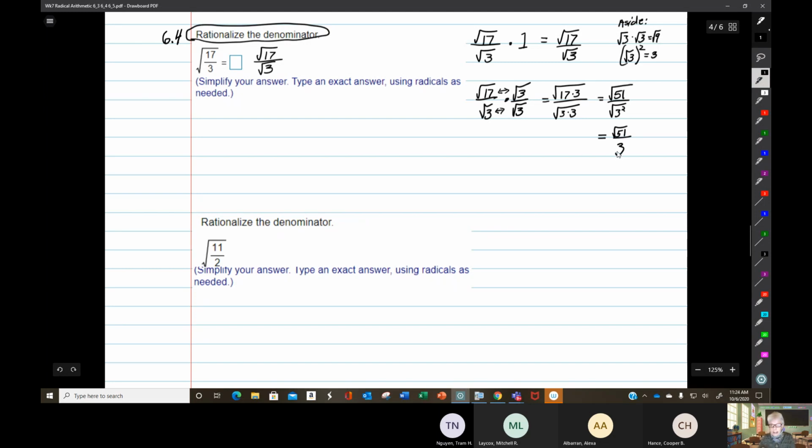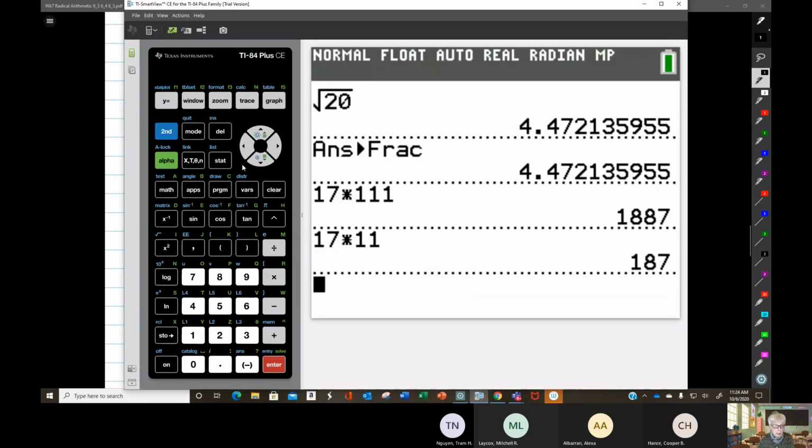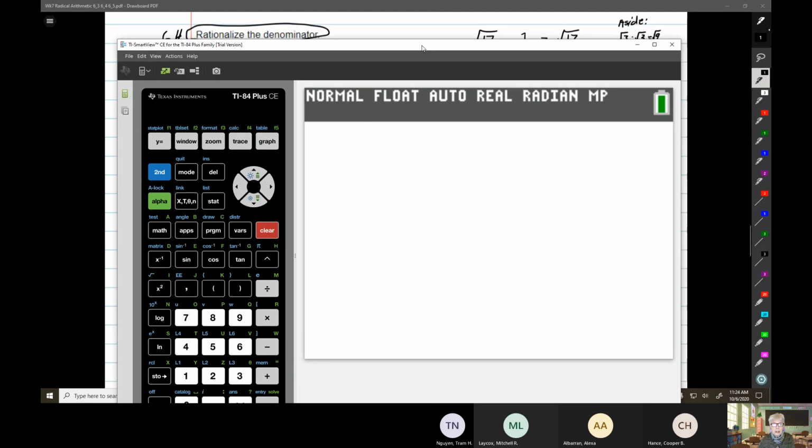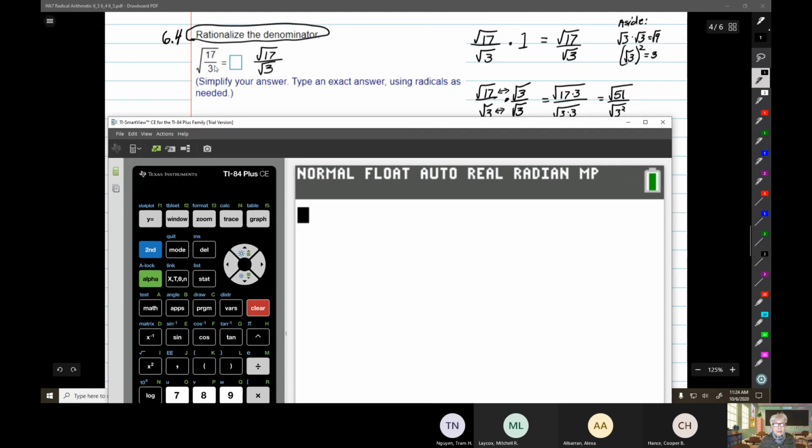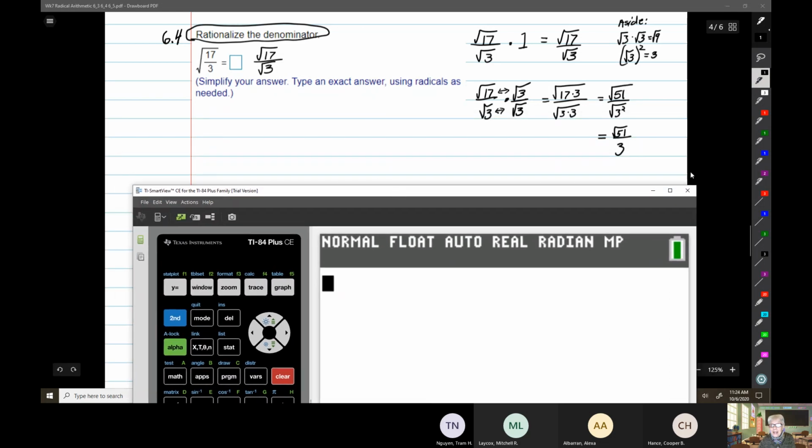Now, I am going to take time to do something for you just to prove to you that the square root of 17 over 3 equals the same exact thing as the square root of 17 divided by the square root of 3. They equal each other, and they equal exactly what this equals. They equal the same number, but it's a different form. Let's do it.